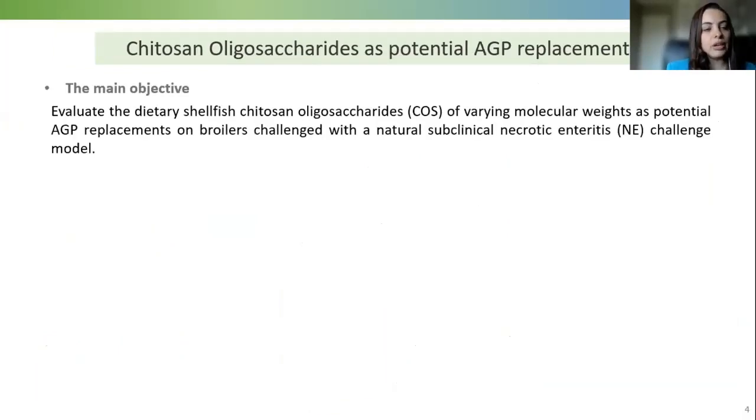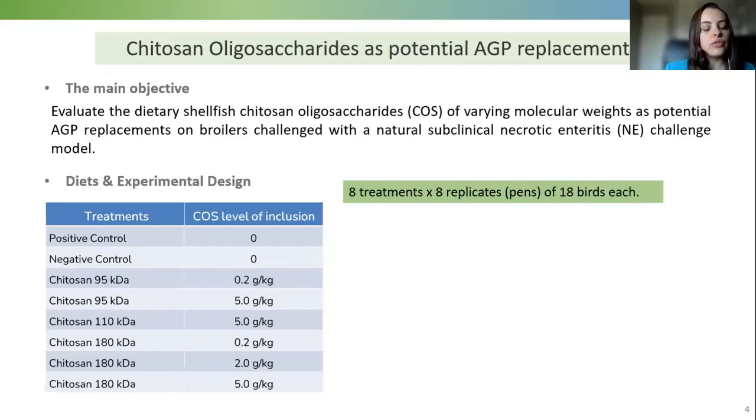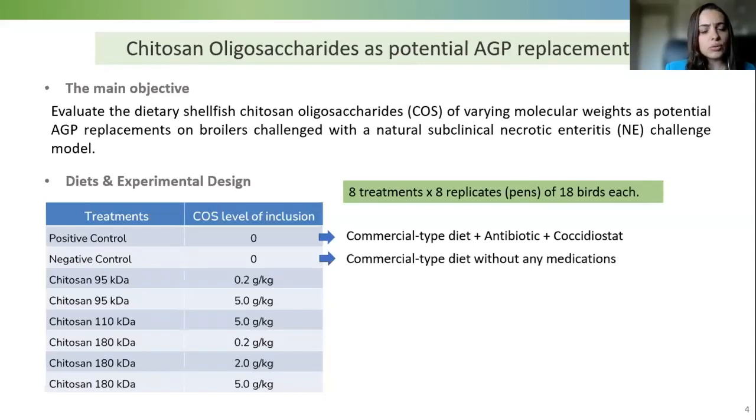So in this context, the main objective of my project was to evaluate dietary shellfish chitosan oligosaccharides of varying molecular weights as potential AGP replacements in broilers challenged with a natural subclinical necrotic enteritis model. To achieve our objective, we fed our birds 8 different treatments. We had a positive control diet that was a commercial type diet with antibiotic and coccidiostat, a negative control diet that was a commercial type diet without any medication, and 3 other COS products with different molecular weights and different levels of inclusion in the diet.